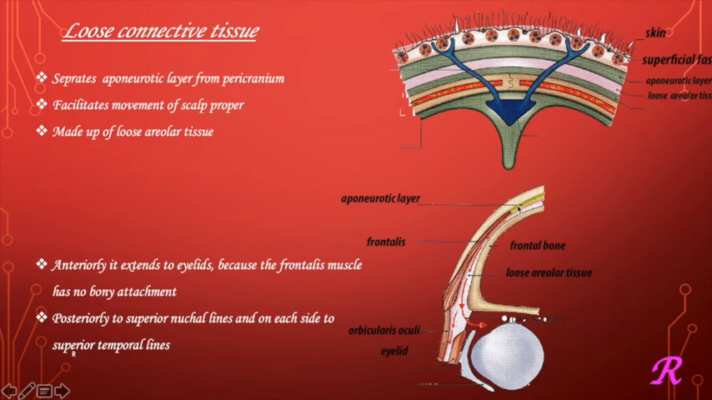eyelid. From the picture, you can easily understand that here is the aponeurotic layer, and from there the frontalis muscle is arising. Since it is not attached to the bone, the next layer, loose areolar tissue, is extending till the eyelid. Posteriorly, it is till the superior nuchal lines, and on each side, it is till the superior temporal lines. Almost every boundary is similar to that of the scalp.